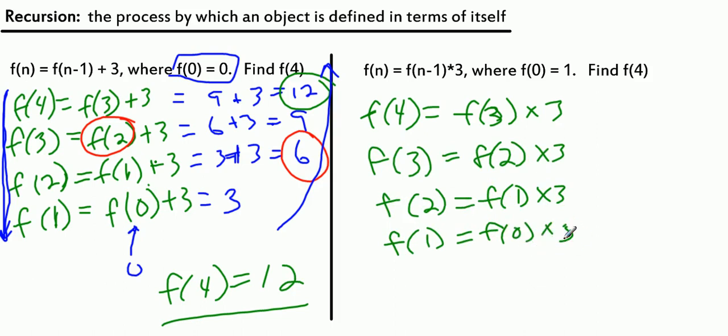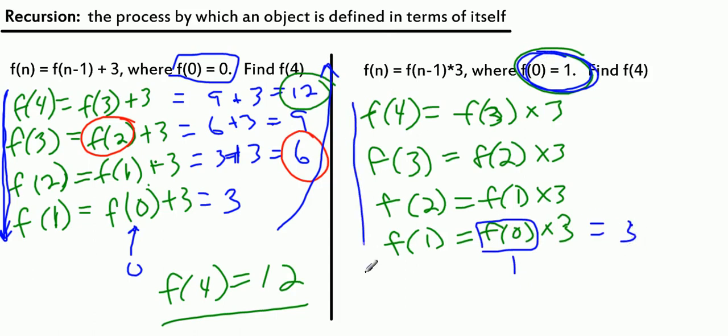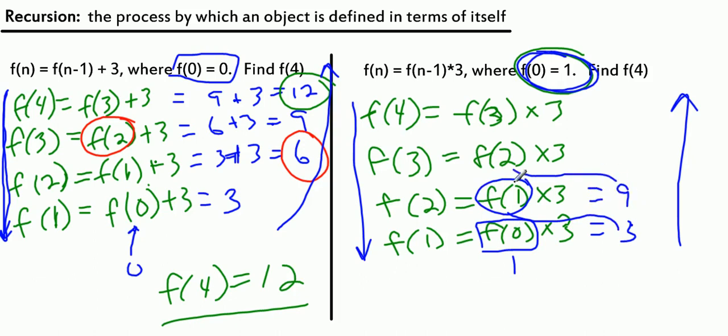Now, again, we've finally reached the point where we know something. We know that f of 0 equals 1. I read that backwards earlier. So this here gets replaced by 1, and we get 1 times 3, or 3. Now we're going to follow the same process. We worked our way down until we got a value we can use. Now we're going to work our way up. This 3 takes the place of f of 1. 3 times 3 is 9. This 9 takes the place of f of 2. 9 times 3 is 27. 27 times 3 is 81. So we get the final answer here, f of 4 equals 81.